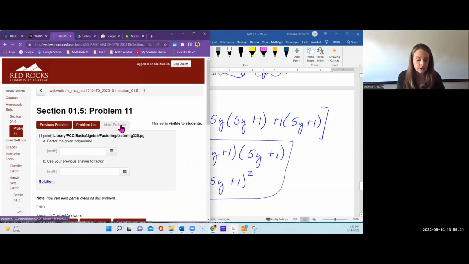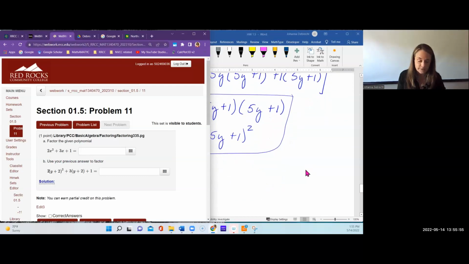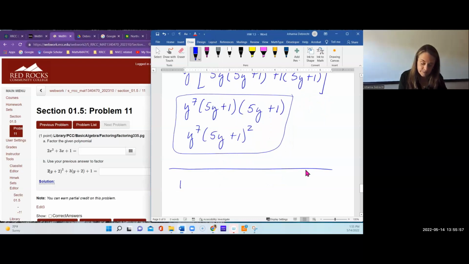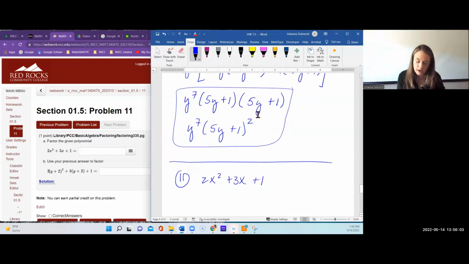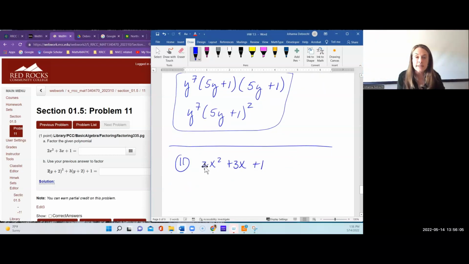Let's now take a look at problem number 11, which is the last problem. How do I know? Well, because there is no next problem. It got grayed out. It says to factor 2x squared plus 3x plus 1 first. Well, since my a is not a 1, I could factor using the AC method.